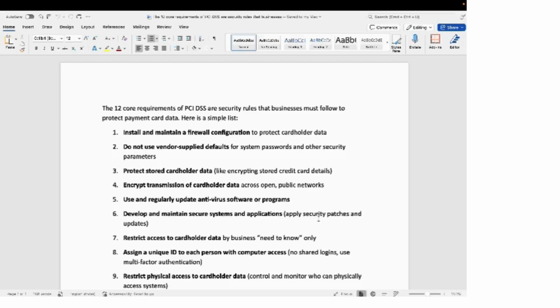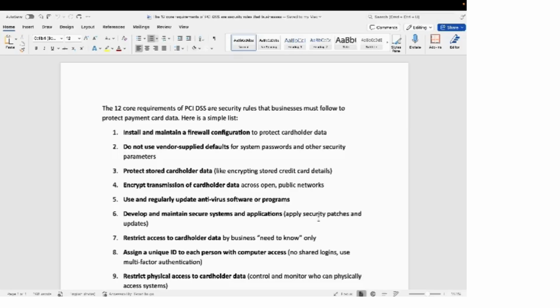These are the 12 core requirements of PCI DSS security rules that businesses must follow to protect payment card data. If they are having the payment card gateway and collecting the cardholder data, so these are the requirements. Here is the simple list.